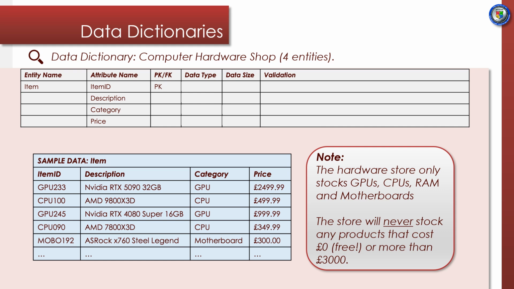Moving forward, we would then look at the item entity. It's important to note that the hardware store only stocks GPUs, CPUs, RAM and motherboards. The store will never stock any products that cost zero or that are free, or they won't stock anything that will cost more than £3,000.